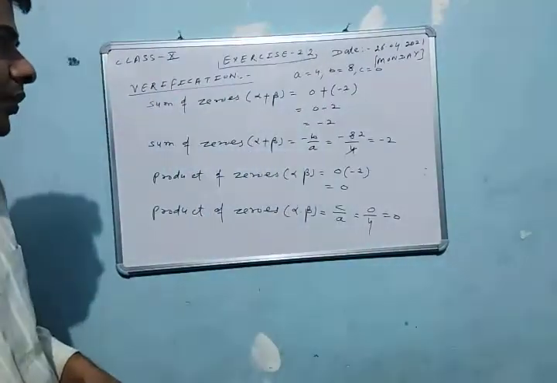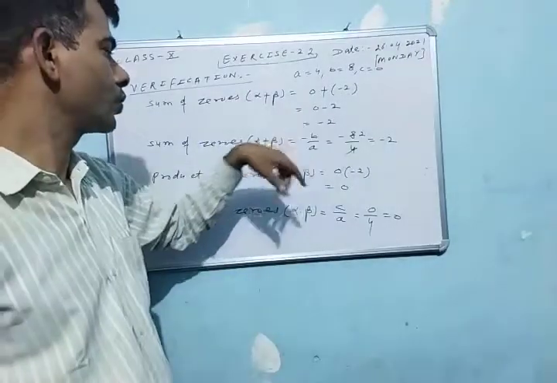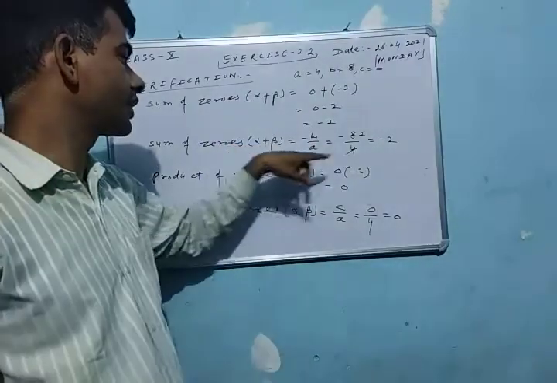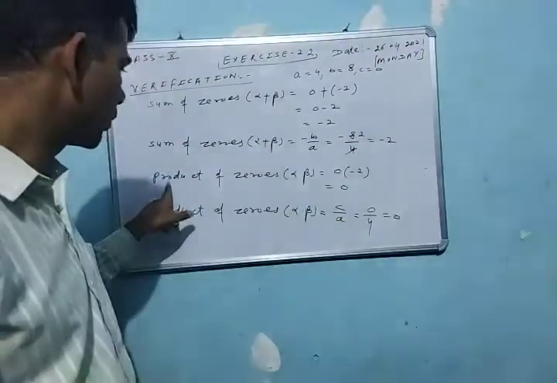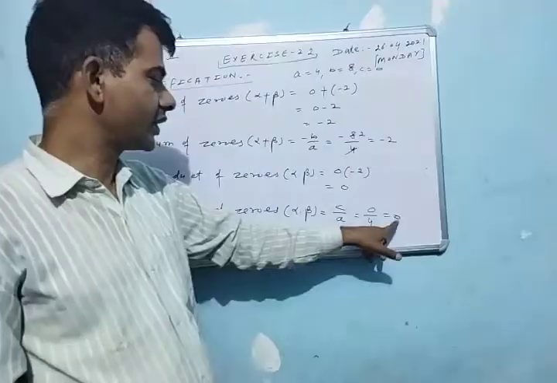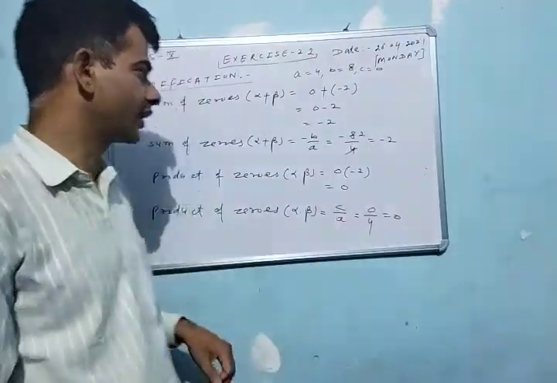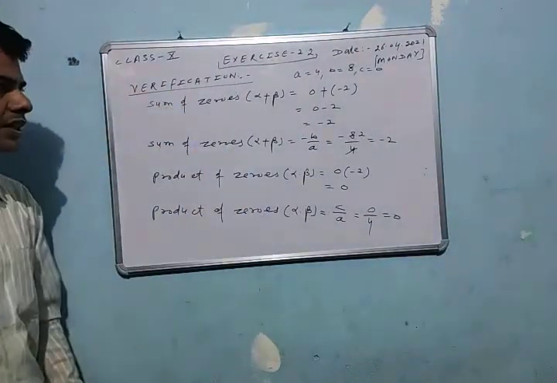Now student, we are observing here that the sum of zeros by the zeros is minus 2 and the sum of zeros by the coefficient is also minus 2. So the sum of zeros is verified. Now the product of zeros is 0 and the product of zeros by the coefficient is 0, that is also verified. It means the given polynomial is verified.